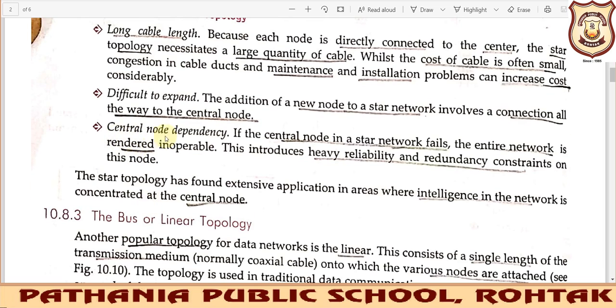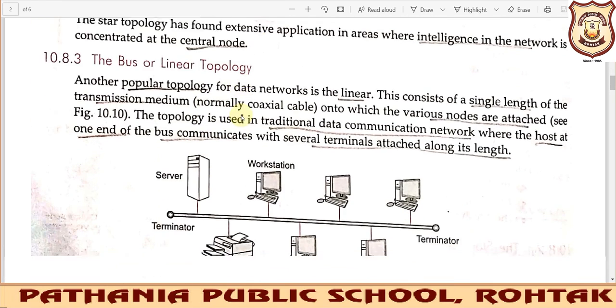Central node dependency: all the computers are dependent upon the central computer. If the central computer goes down, definitely all other computers will not be functional. So these were the disadvantages.